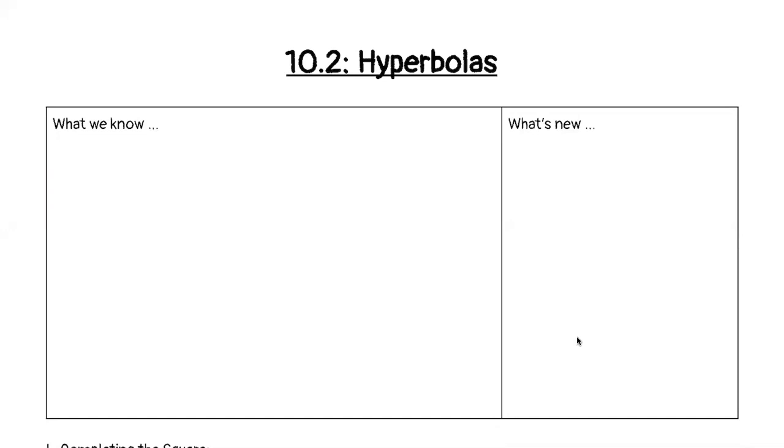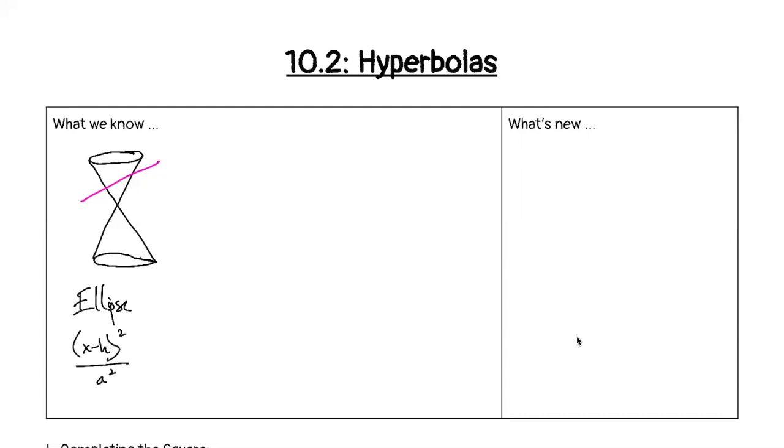So before we go there, let's take a look at a picture of what we know so far. So we know that we can draw these double napped cones, which just means like it's two cones touching each other. And if we took a slice of the cone that was sort of like this, like diagonal, we would end up with an ellipse. And we learned in the last section that we could have an equation like x minus h squared over a squared plus y minus k squared over b squared equals 1, okay?